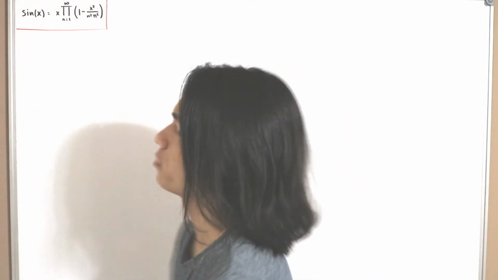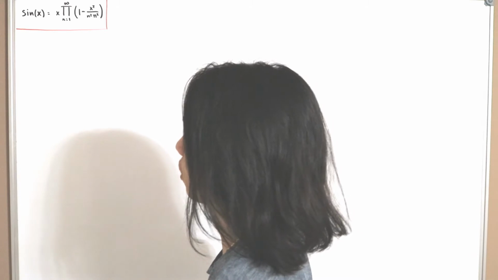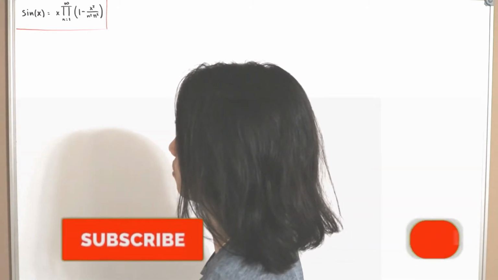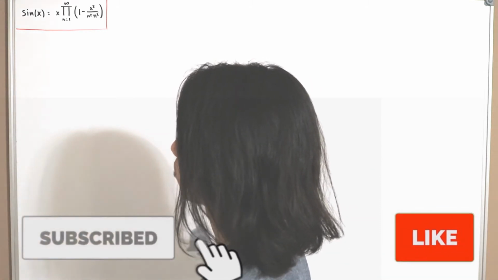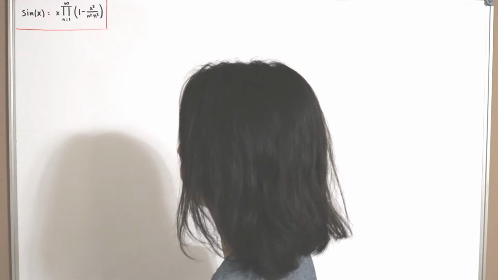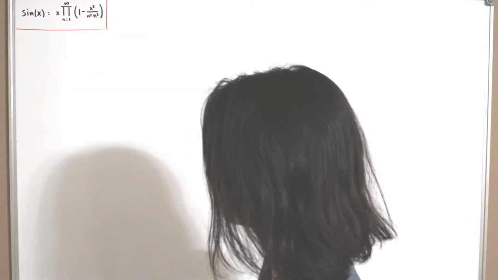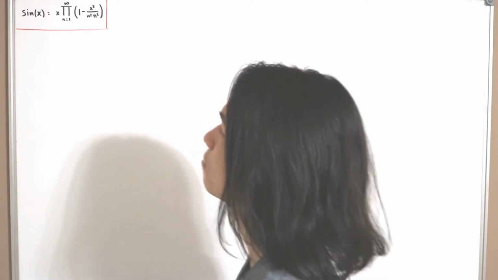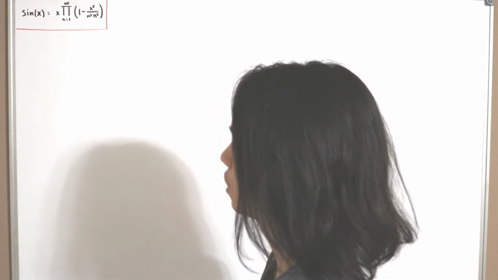So in today's video, we actually have a little product expansion. The sine of x equals x multiplied by the infinite product series of 1 minus x squared divided by n squared times pi squared. And this little formulation is actually known as Euler's infinite sine formula.